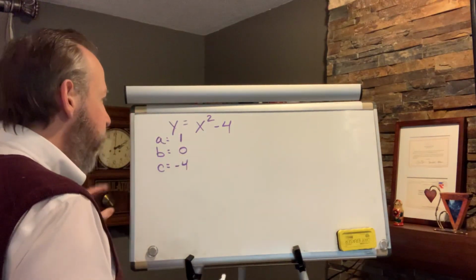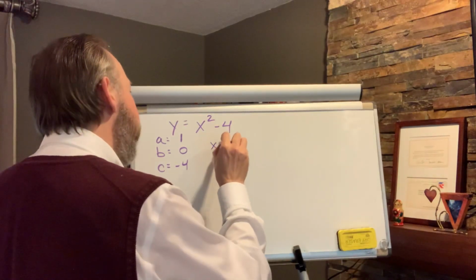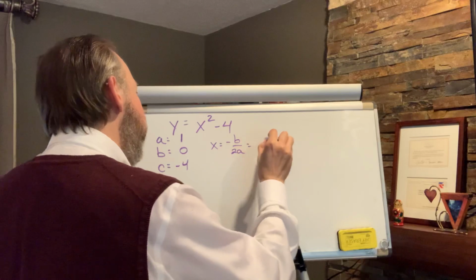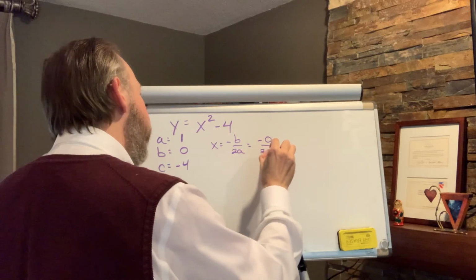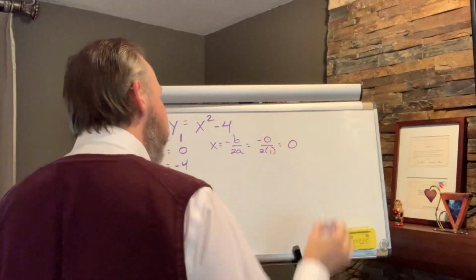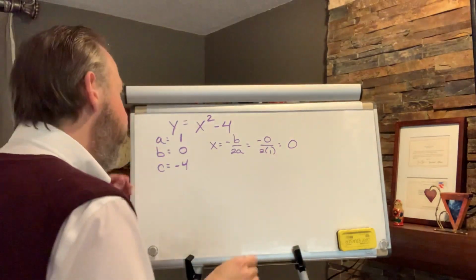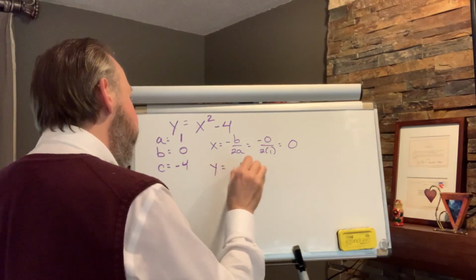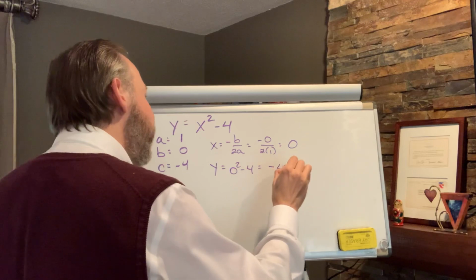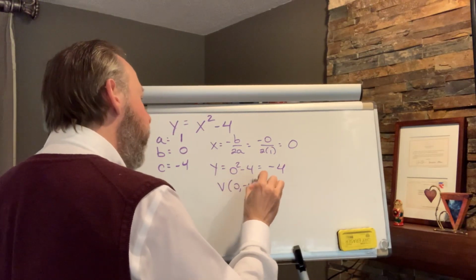Okay, so now I have my three numbers, one of which is a 0, and I do the same thing I was doing all along. x equals negative b over 2a. That's negative 0 over 2 times 1. Well, 0 over anything is 0. So the x value of my vertex is 0, which makes the rest of this even easier, because 0 squared minus 4 is just negative 4. So my vertex is at 0, negative 4.